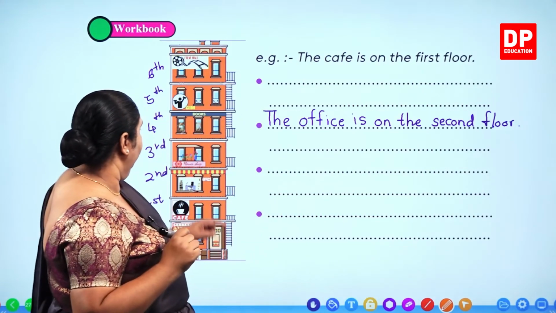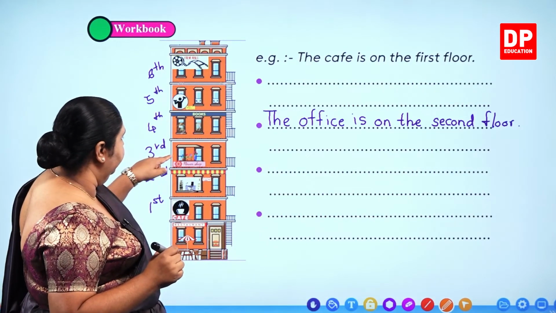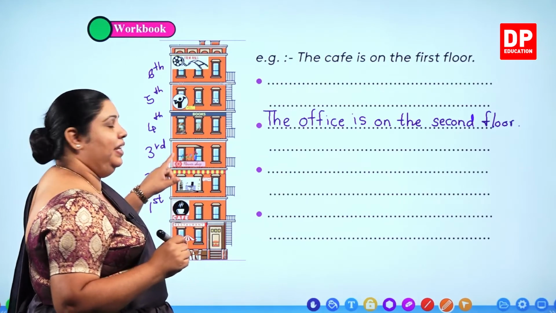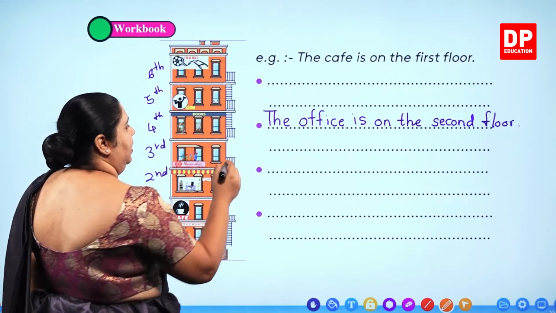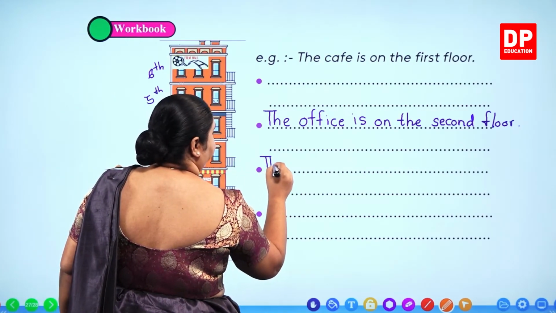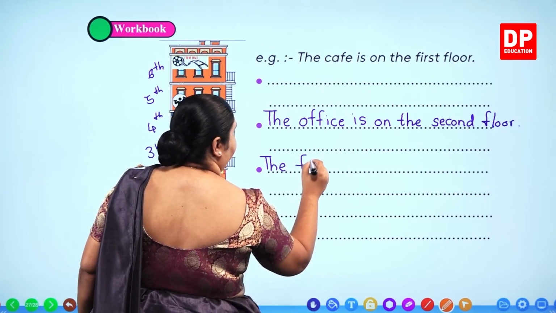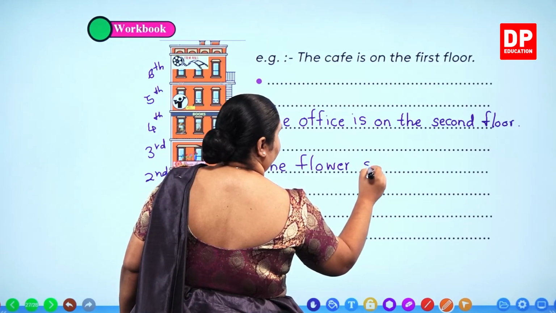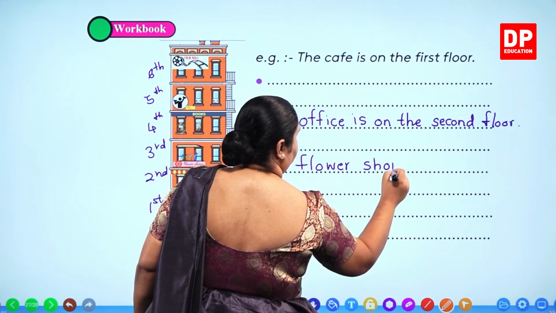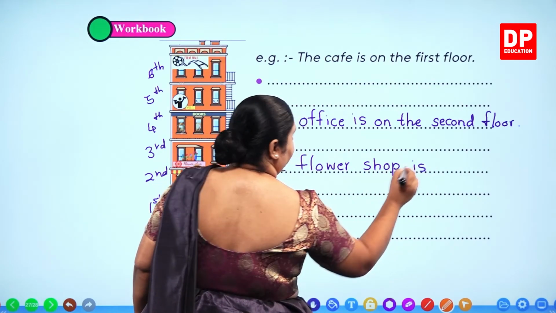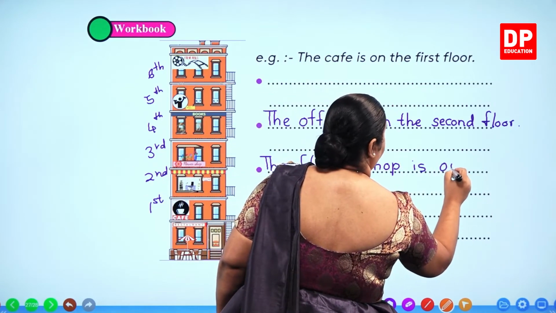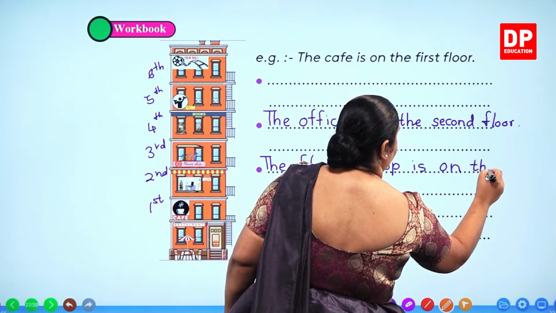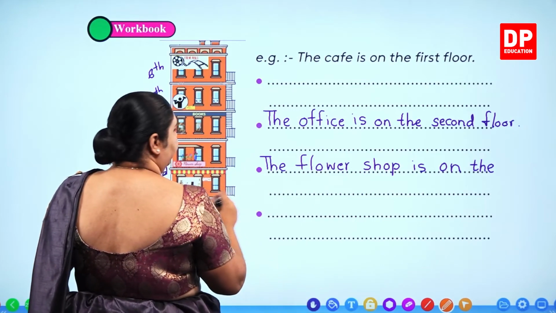Okay, right. Now we'll move on to the third floor, which is over here. We have a flower shop there. The flower shop is on the third floor.